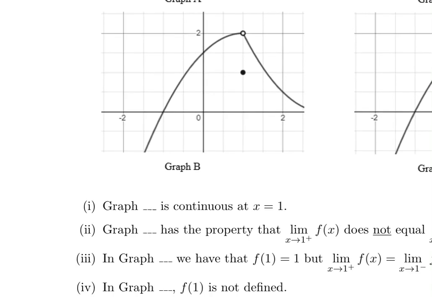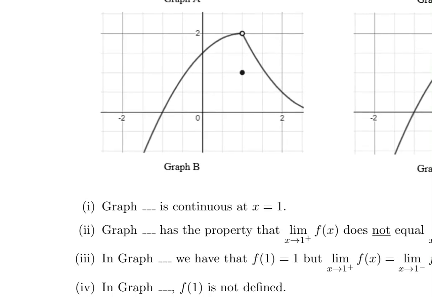Now, what about graph B? Graph B, what do we have going on? It's very similar to graph A. You have no point here. You have left and right limits equal to each other, which means the limit exists. But the function is defined at x equals 1. It's just that the function value is 1 instead of 2. Okay, so the difference between A and B is that in A, the function is not defined at x equals 1, but in B it is. It's just not equal to the limit.